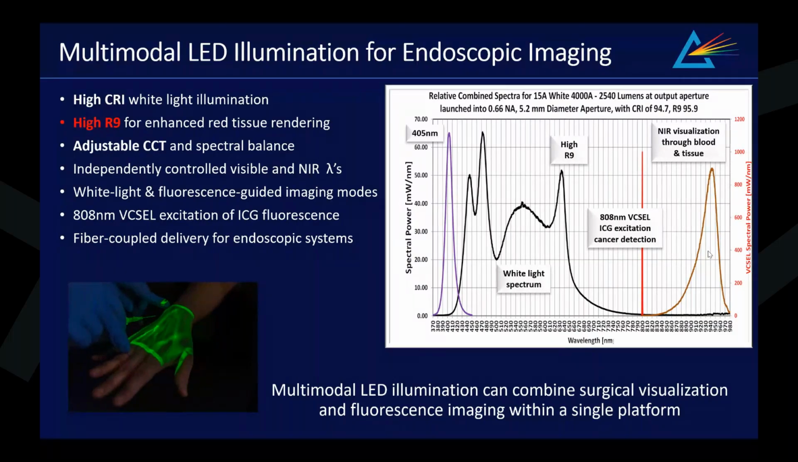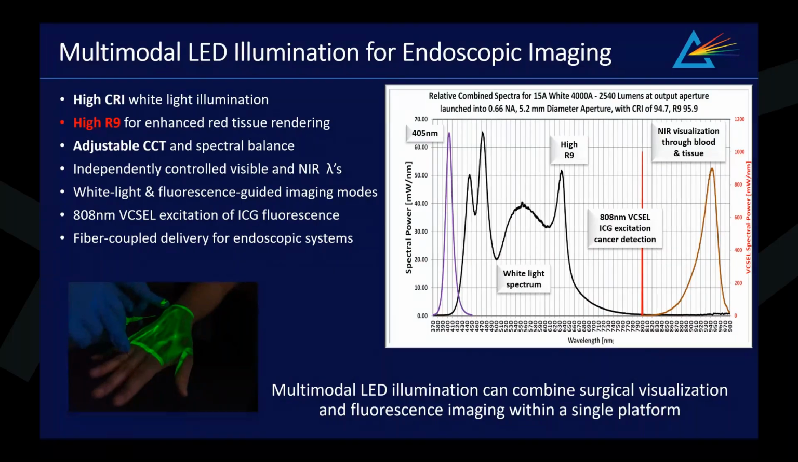High CRI and high R9 performance are particularly important for surgical visualization because accurate reproduction of red tissue contrast and blood-rich structures may influence anatomical interpretation during procedures. Adjustable correlated color temperature also allows illumination conditions to be optimized for different endoscopes, imaging systems, and physician preferences.